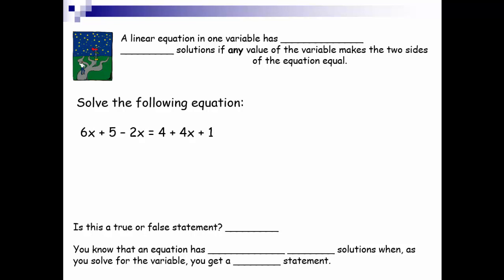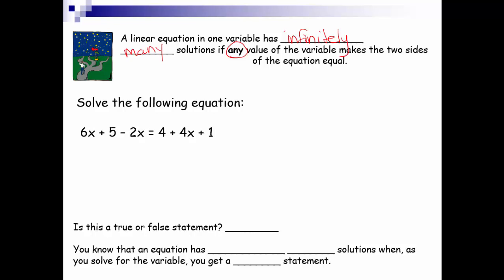Okay, our last type. A linear equation in one variable has infinitely many solutions if any value of the variable makes the two sides of the equation equal. Any value. That means it can be any number, and you can shove it into the place of x, and it's going to make it work. And that sounds really crazy, but it can actually happen.